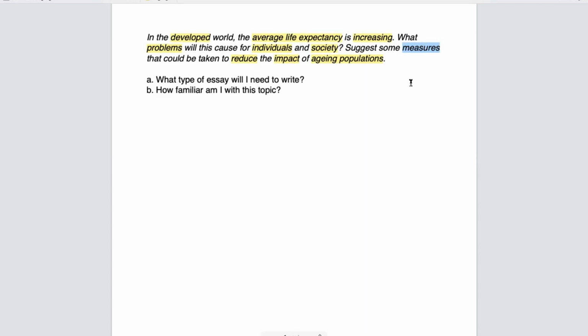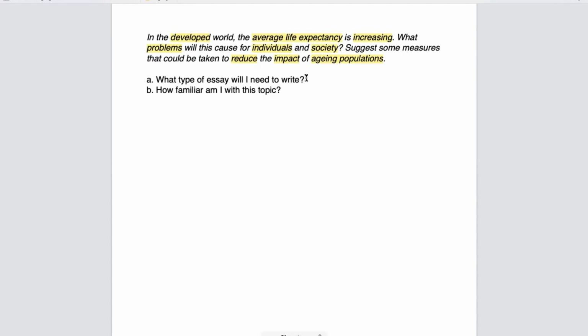It's very important. So don't get thrown off by words like measures when really they just want you to think of solutions. So now I have two questions for you, and this is what you should be asking yourself when you read the prompts in your writing exam. You want to ask yourself two things. The first, what type of essay will I need to write?